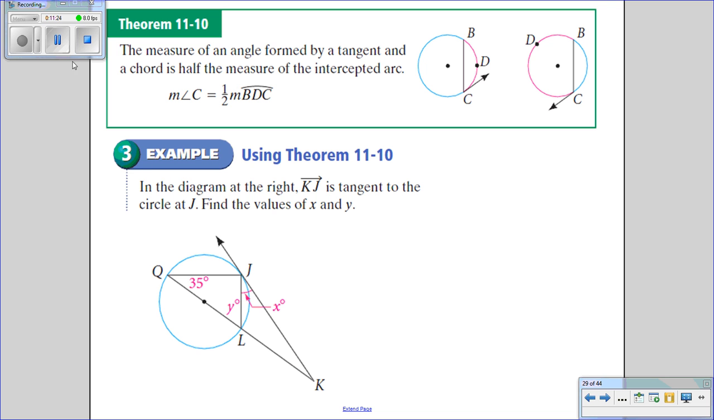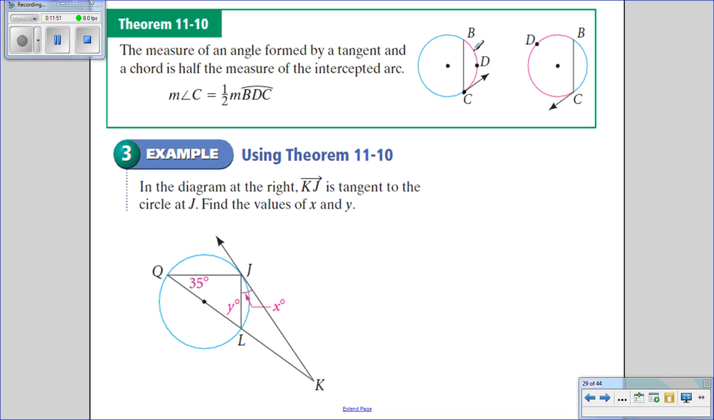Okay, last, but certainly not least here, we're going to talk about an angle formed by a tangent, which is, again, a line that hits the circle at one point, and a chord. So here we have a tangent and a chord. When a tangent and a chord make up an intercepted or an inscribed angle, it's the same concept. It still has an intercepted arc, and it's still half the measure of that arc.